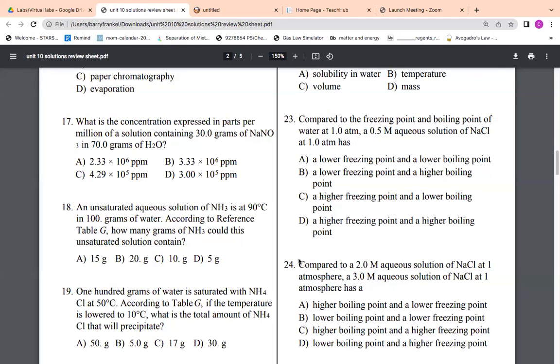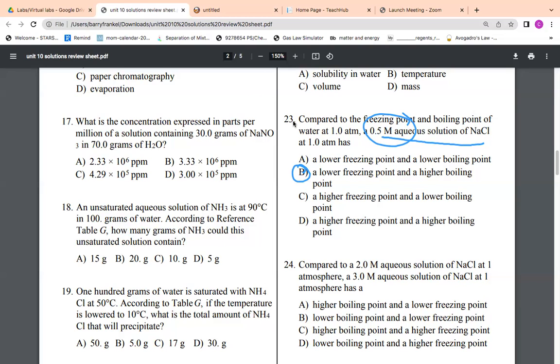Number 23. Also, 23 and 24 are stuff we did today. Okay. Compared to the freezing point and boiling point of water at 1 atm, a 0.5 molar aqueous solution of NaCl has what? Whenever you add salt or any ionic compound into water, you raise the boiling point and you lower the freezing point. So we're going to want to go with choice B. This solution would have a lower freezing point and a higher boiling point.